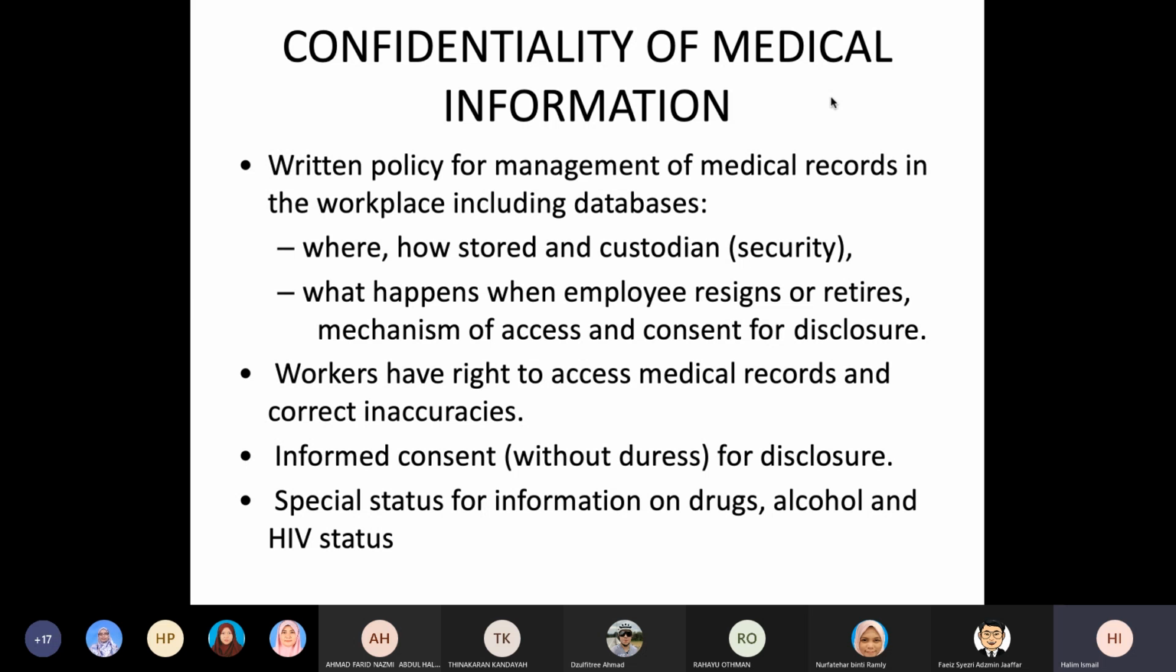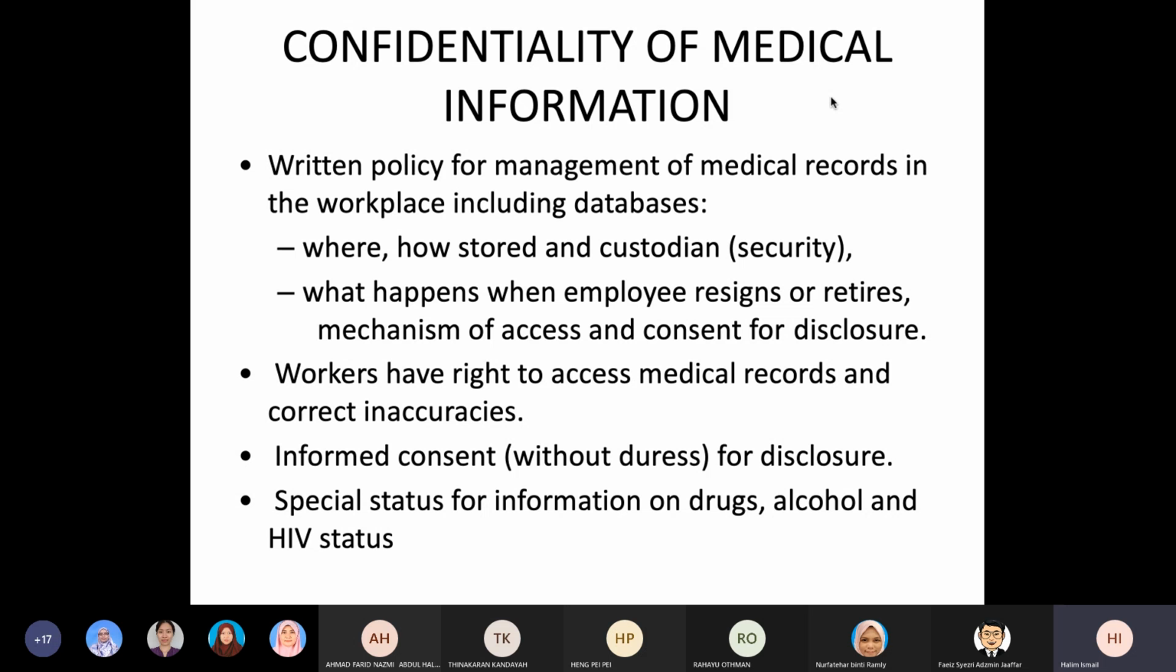Workers have the right to access medical records and correct inaccuracies. Of course, informed consent without duress for disclosure is quite important as well. If you want to share the medical information, then you need to have informed consent from the patient, and it should be done without any duress or pressure for disclosure.